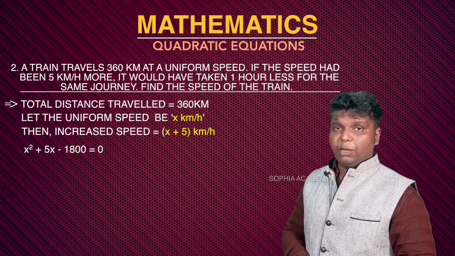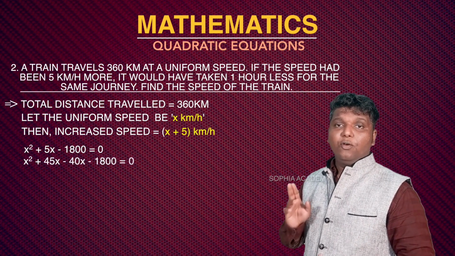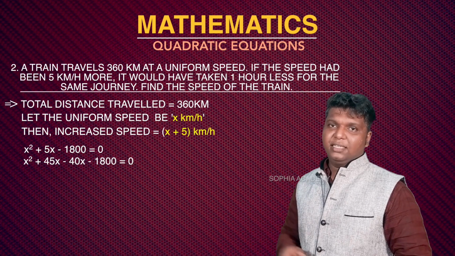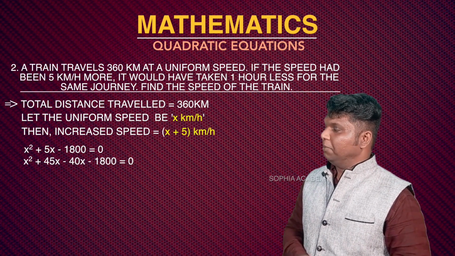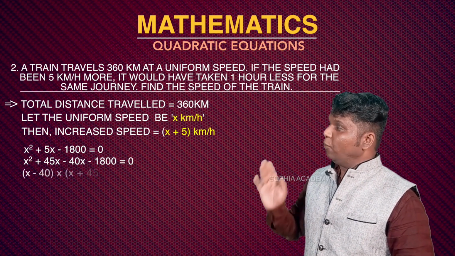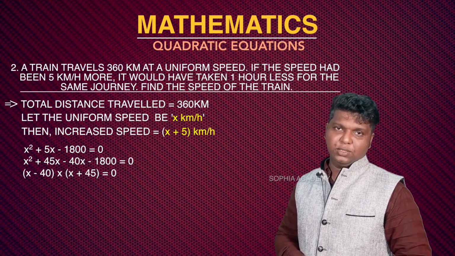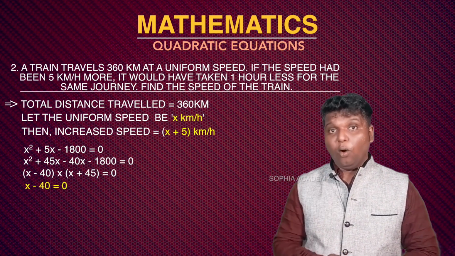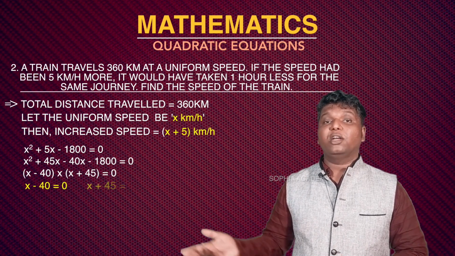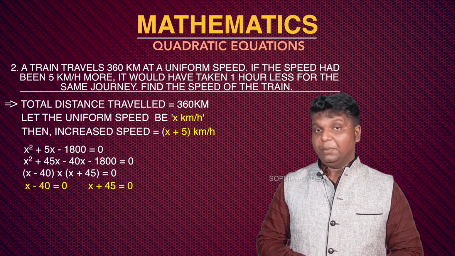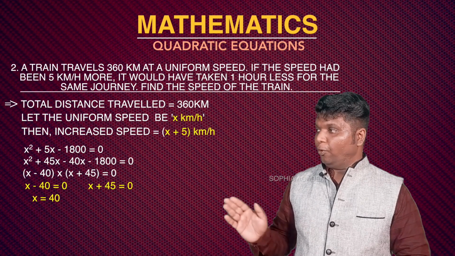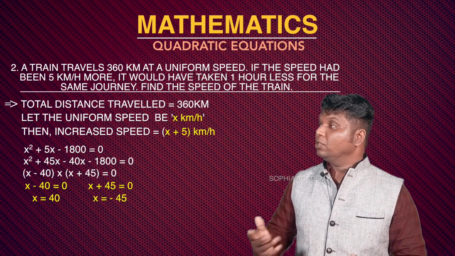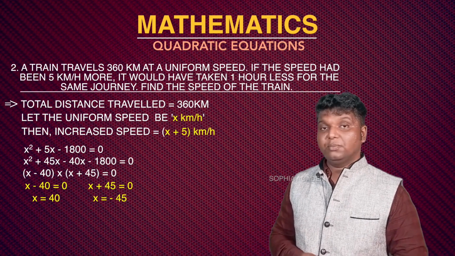So by splitting the middle term, it will become x square plus 45x minus 40x minus 1800 is equal to 0. On further simplification, you will get x minus 40 into x plus 45 is equal to 0. That means x minus 40 is equal to 0, or x plus 45 is equal to 0. That means x is equal to 40 or x is equal to minus 45. Now you got two answers, one is 40 and another one is minus 45.